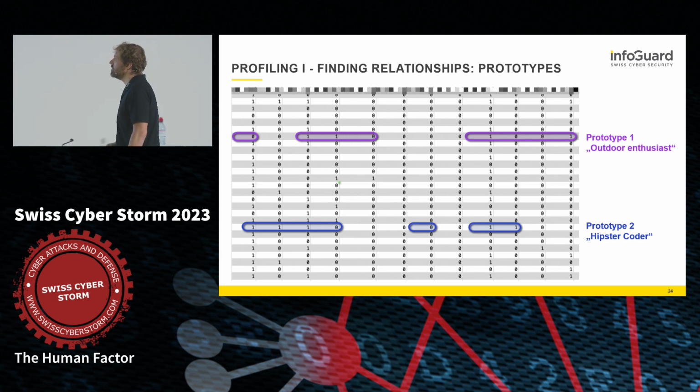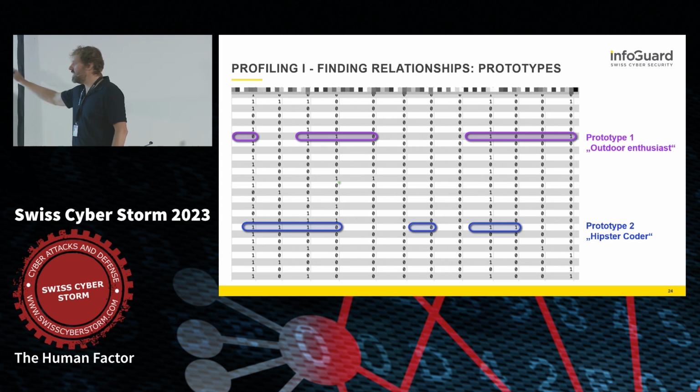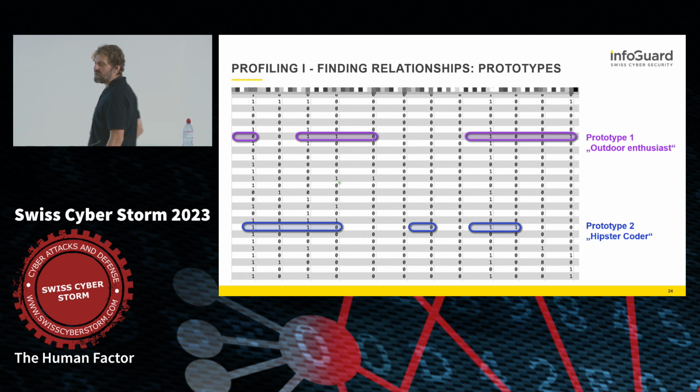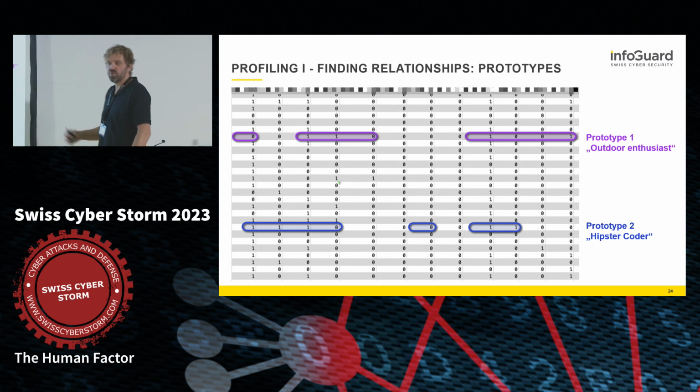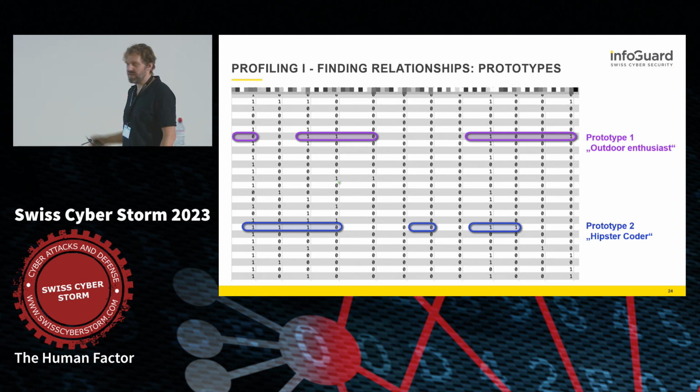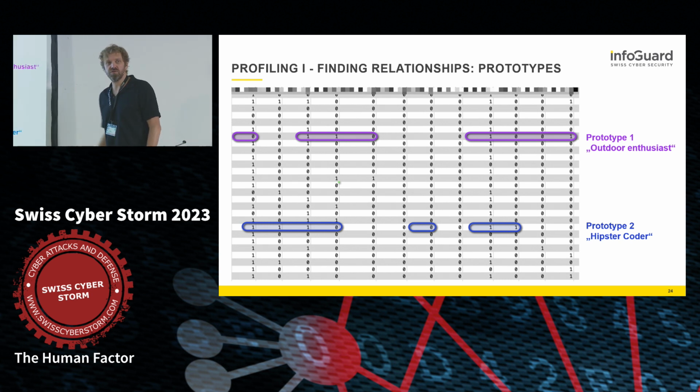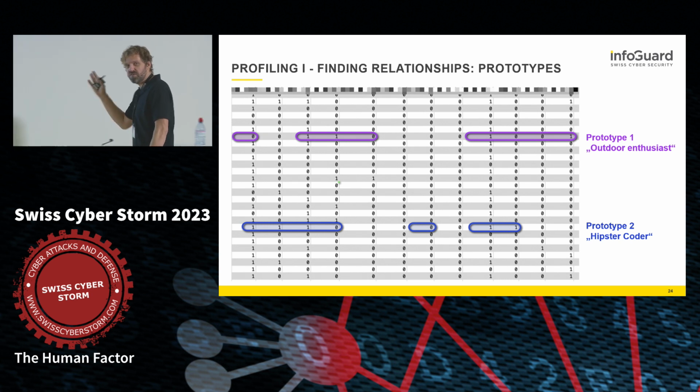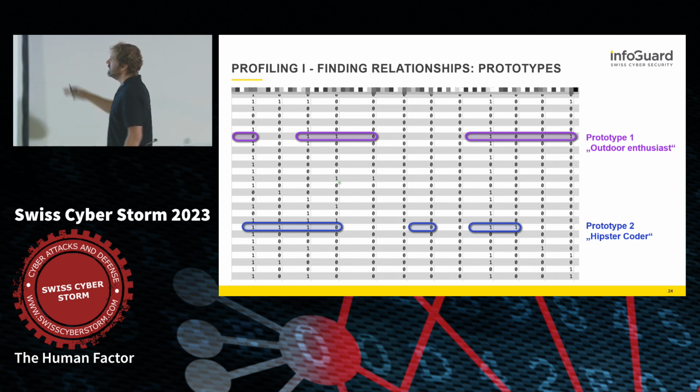And one thing that you can do, and here again, it's about finding relationships between these different platforms, is use prototyping theory. I just arbitrarily made up prototypes. So my prototype 1 is called outdoor enthusiast. That's the kind of person who does a lot of sports, is out in the woods hiking and so on. And another prototype I called hipster coder, has a GitHub account and so on. It has a technical affinity.